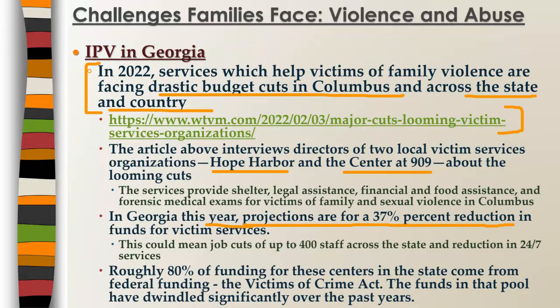Roughly 80% of funding for these centers comes from federal funding through something called the Victims of Crime Act. And the funds in that pool have dwindled significantly over the past years, which is why we're facing these big budget cuts, despite the fact that calls to domestic violence shelters and hotlines have increased in recent years.